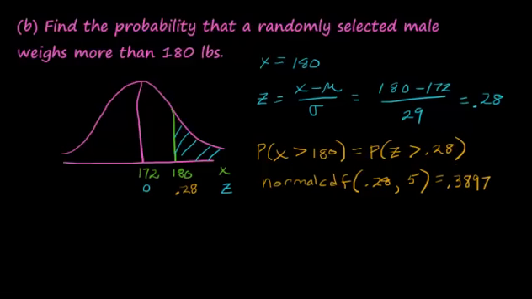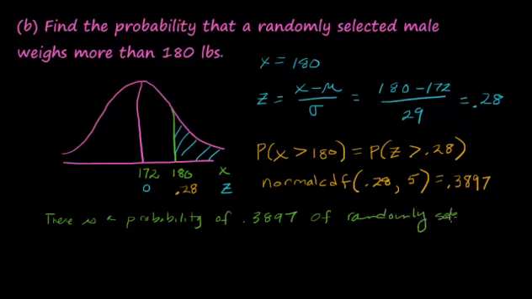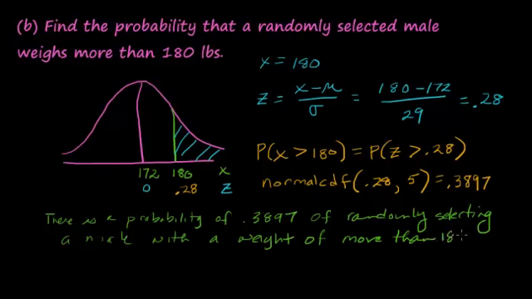Okay, and now all we have left to do is our interpretation. There's a probability of 0.3897 of randomly selecting a male with a weight of more than 180 pounds. Okay.